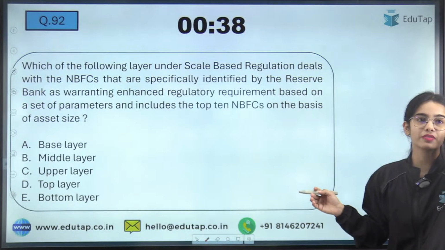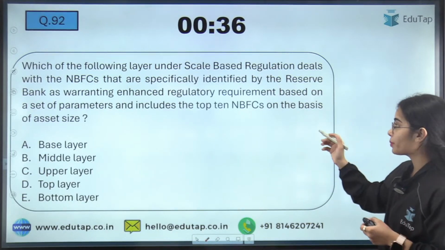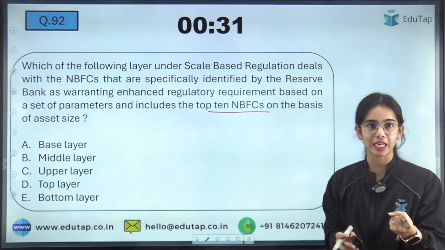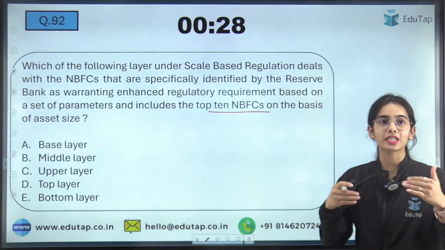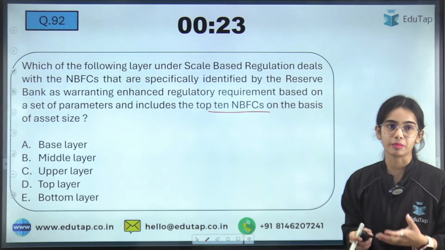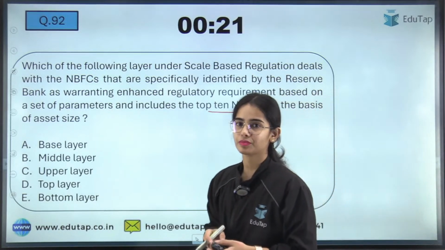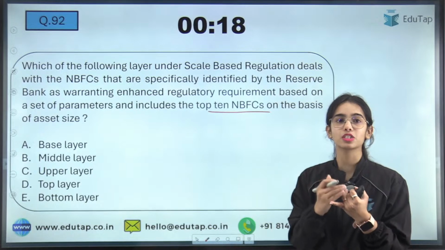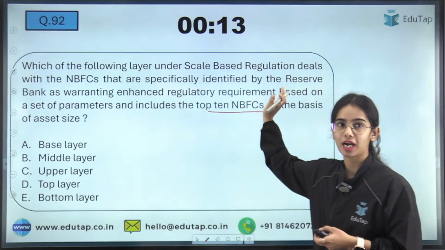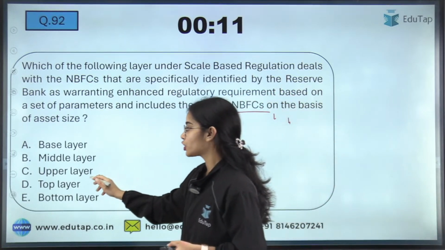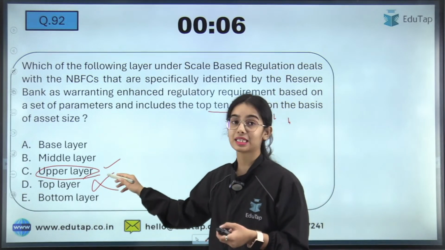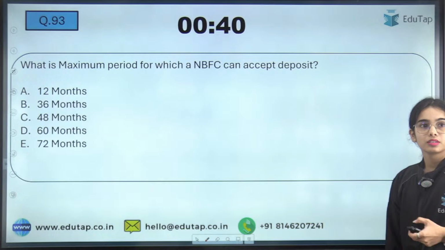Next is regarding the NBFCs. The top 10 NBFCs, as well as the NBFCs that are handpicked by the RBI in the matter of the regulatory requirement and such, these NBFCs will be residing in which layer? Base layer, middle layer, upper layer or top layer? So the top 10 NBFCs on the basis of asset size, as well as some additional NBFCs specifically identified by the RBI, reside in the upper layer. The top layer usually remains empty. Okay. So the answer here is upper layer, that is C is the answer.